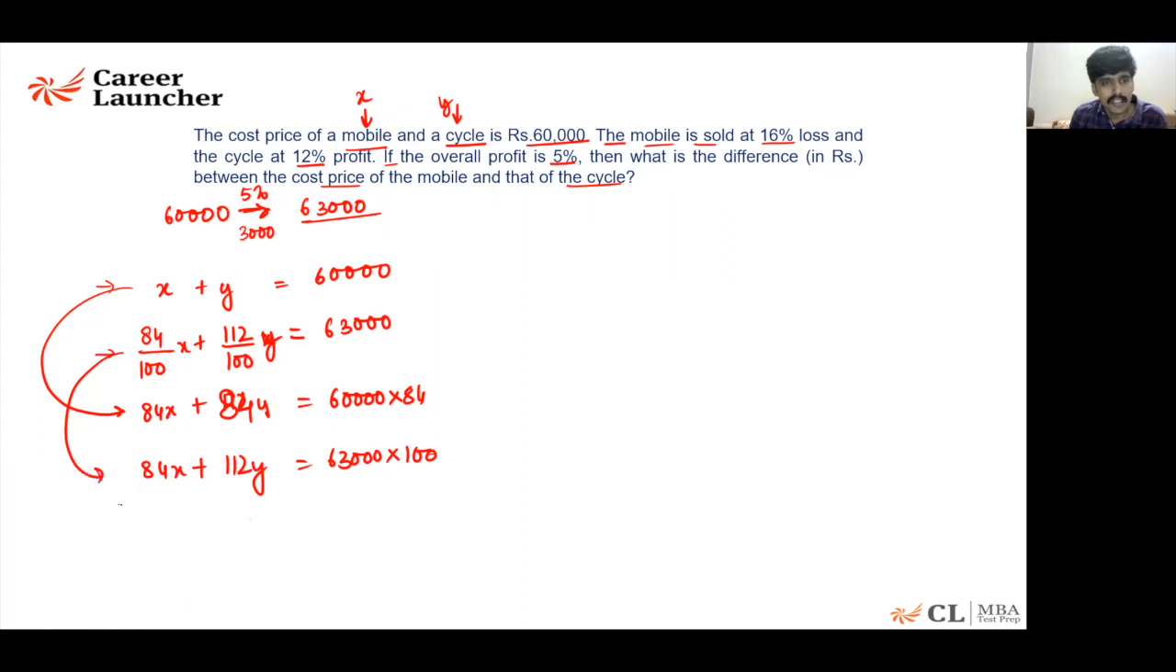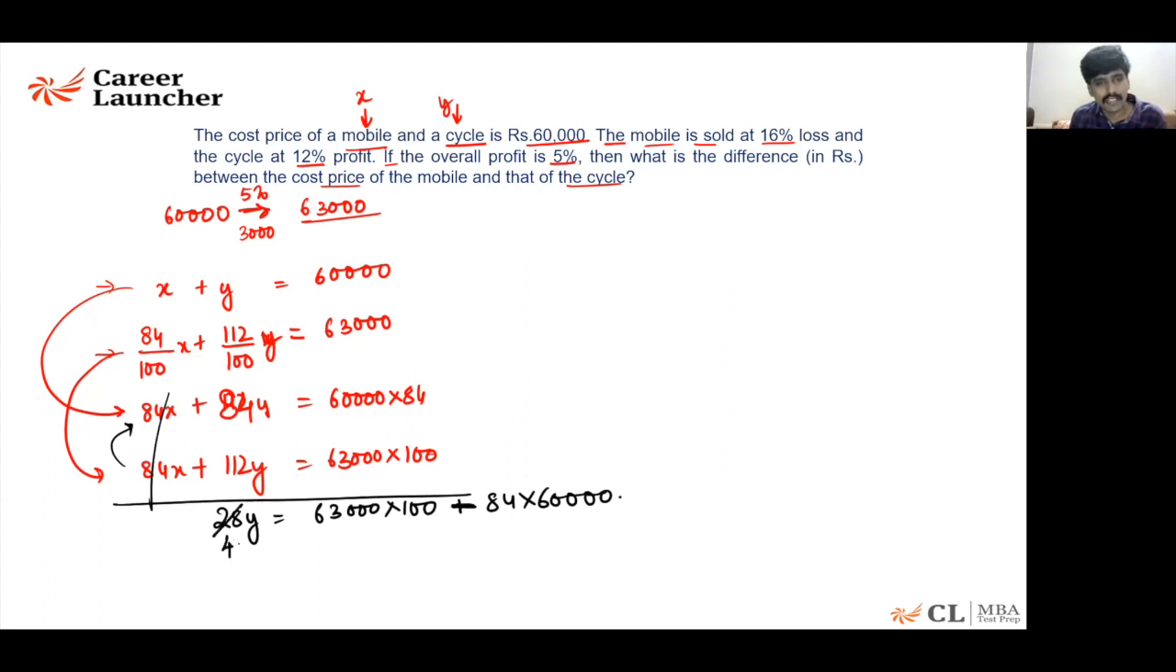Please don't. So if you subtract this first equation from the second equation, X will get cancelled and you'll get 28Y is equal to 63,000 into 100 minus 84 into 60,000. All right. The moment you have this, all of them are multiples of 7. So cancel out with 7. 7 fours are 28, so you'll get 4 over here. 7 nines are 63. And 7 12s are 84. So you'll get 4Y is equal to 9 lakh minus 7 lakh 20,000.